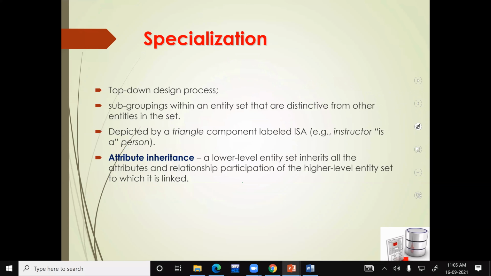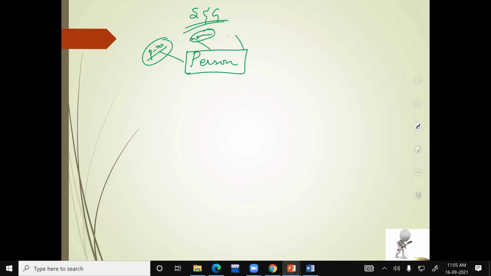Now, let's see first what we mean by specialization and generalization. Imagine you have an entity called person. Let's say he will have his passport number as the primary key. He will have a name and he can have an address. So this is my entity called person.